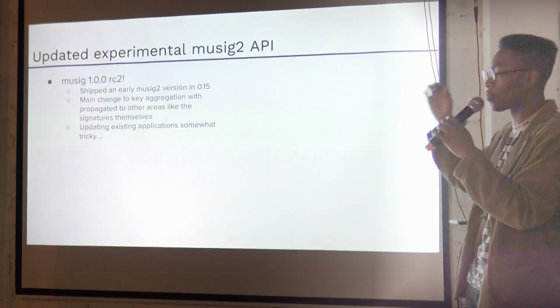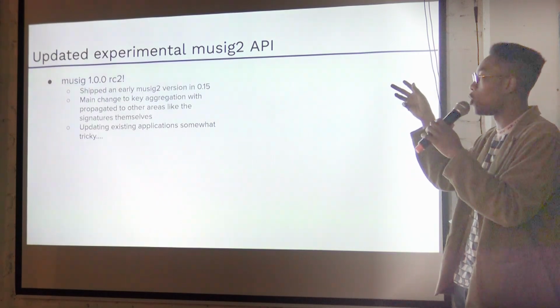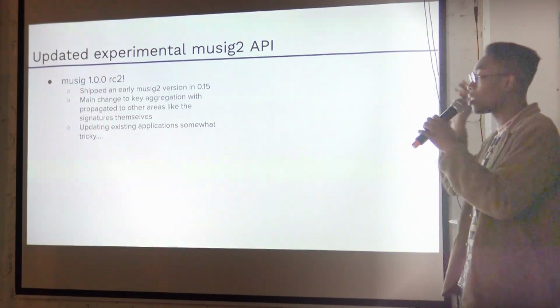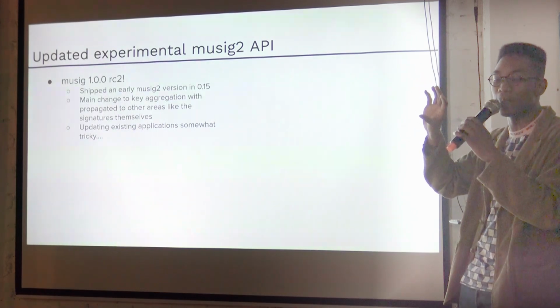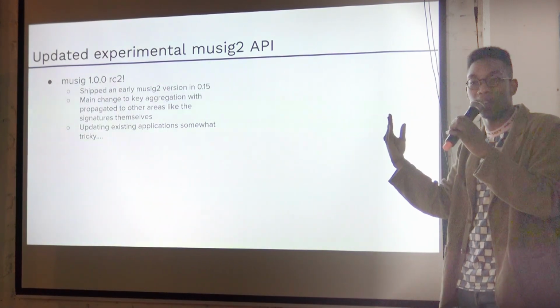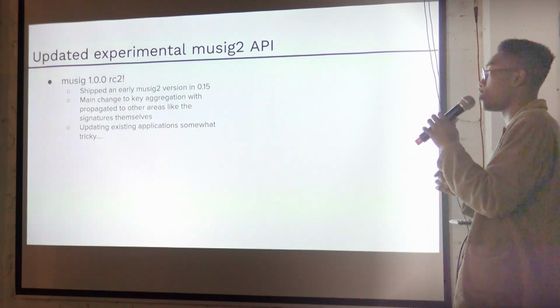This is something that people were working on for a while. There's something called MuSig 1.0, which is kind of the final version of the specification. Initially we shipped a version that was our prior version that wasn't fully finalized, but we did it so we could experiment with it. We also wanted to use it for our product as well.